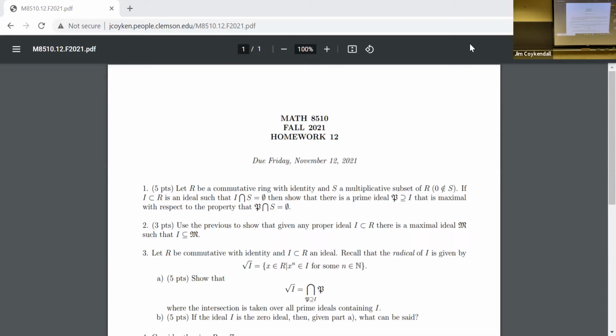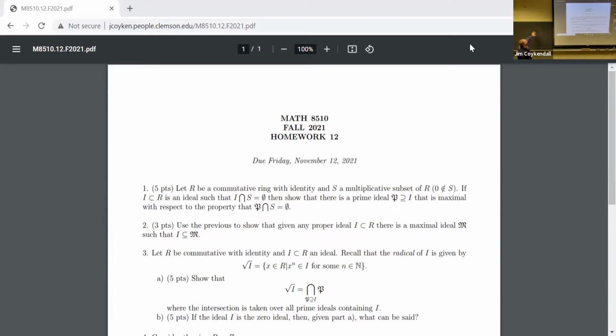If I is an ideal such that I intersect S is empty, so there's no overlap, show there is a prime ideal that is maximal with respect to the property that the prime ideal doesn't intersect S. So in other words, you can take this ideal I and grow it. If you have I and S multiplicative, you have X and Y in here, then XY is here also. If they miss each other, then you can sprinkle a little fertilizer on it and grow it to a prime ideal.